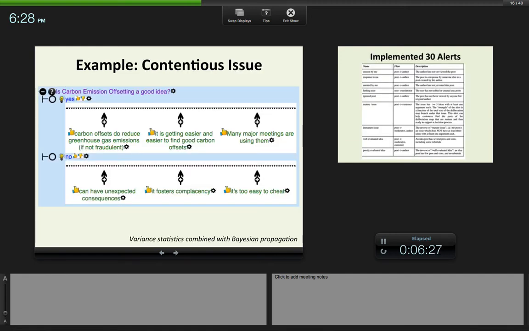A third example of a metric is the contentious issue metric, in which we look at competing ideas and the arguments underlying them, and we see if the crowd, based on its arguments and the ratings for the arguments, agrees substantially on one option versus the other. And this, again, is a fairly straightforward application of statistics, but would be very difficult to do in a conventional deliberation system.